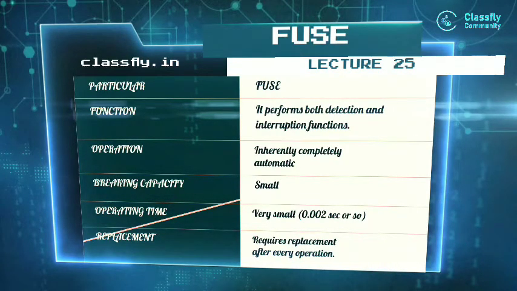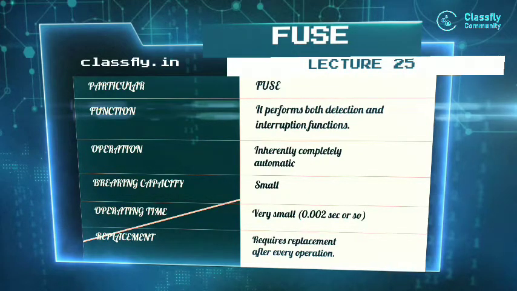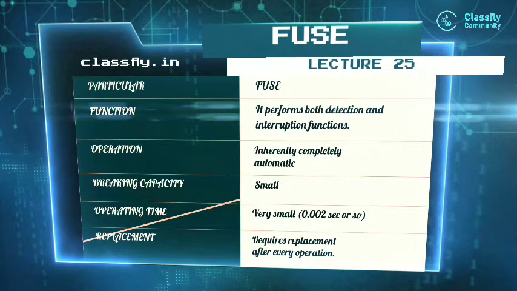Okay. What is the operation of the fuse? We have read this statement in the advantages, right? It is inherently completely automatic. It does its work all in automatic form. What is the breaking capacity? Breaking capacity means at what point of time it starts melting. It is a very short period of time. Operating time is very small, about 0.002 seconds or so, which means it is negligible.